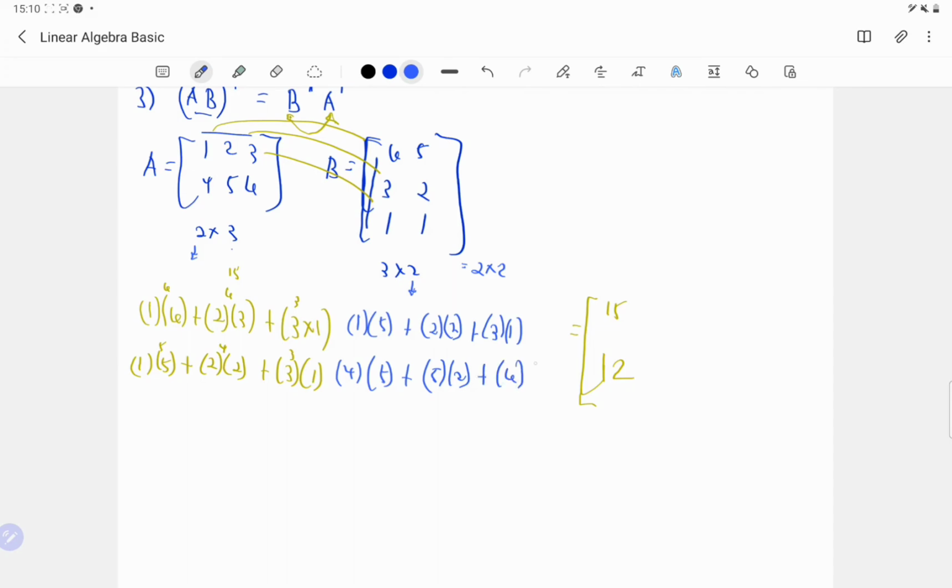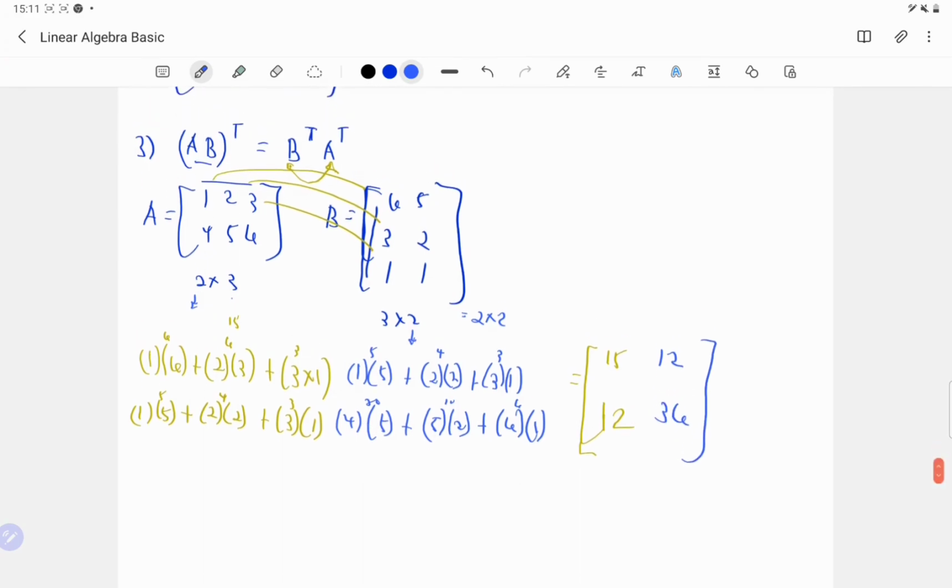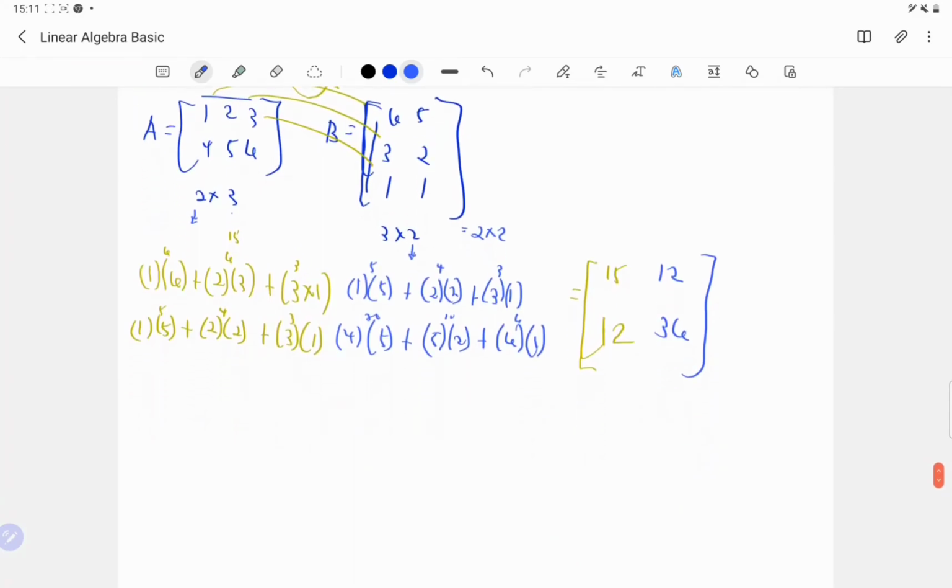But this is 5 plus 4, 9 plus 3, 12. Okay. This is 20 plus 10, 30, 36. Okay, we got this, AB. Then the transpose for this. The transpose for it, sorry, is 15, 12, 12, 36.